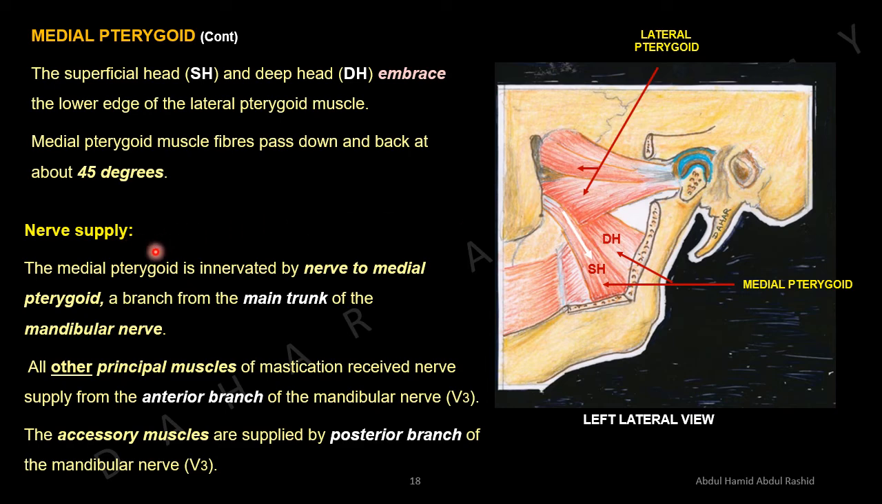Nerve supply of the medial pterygoid muscle. It is innervated by nerve to medial pterygoid muscle, which comes from the main trunk of the mandibular nerve. All other principal muscles of mastication receive nerve supply from the anterior branch of the mandibular nerve. The accessory muscles of mastication are supplied by the posterior branch of the mandibular nerve.